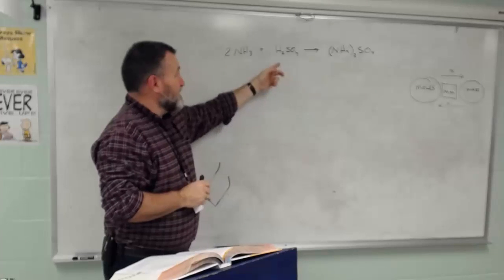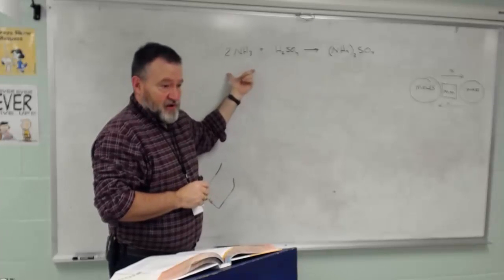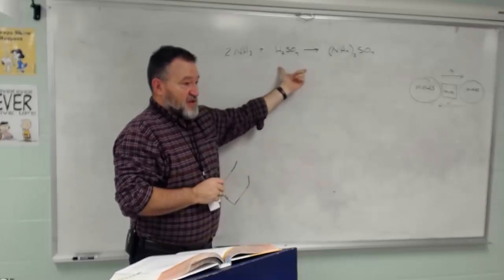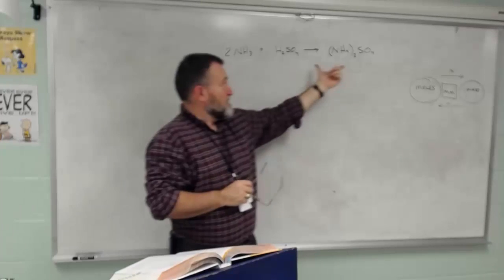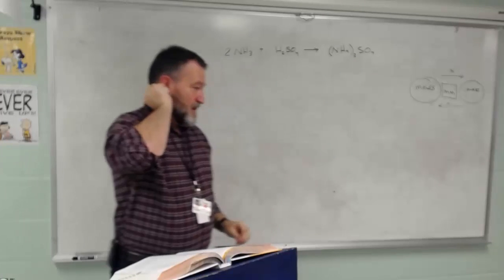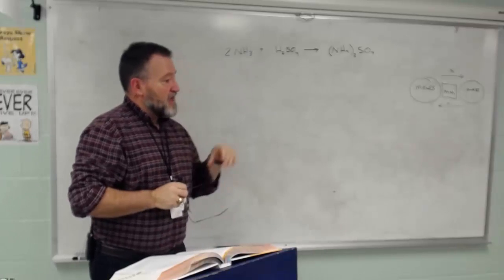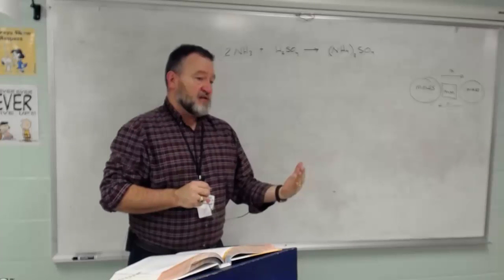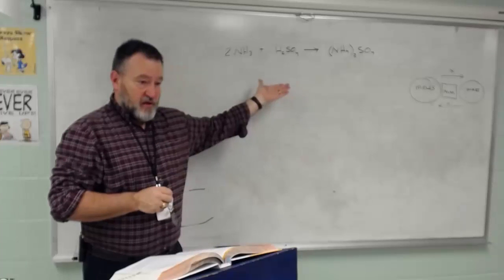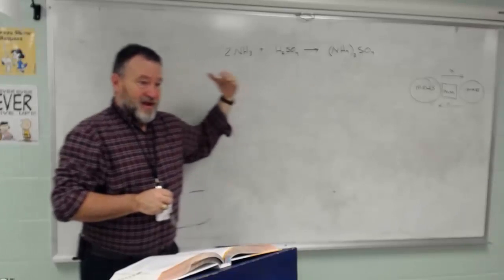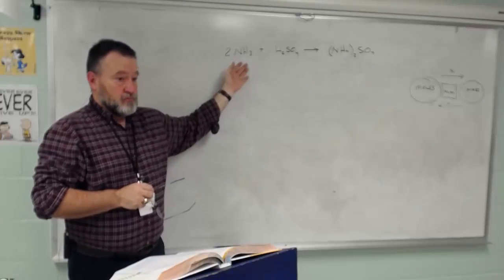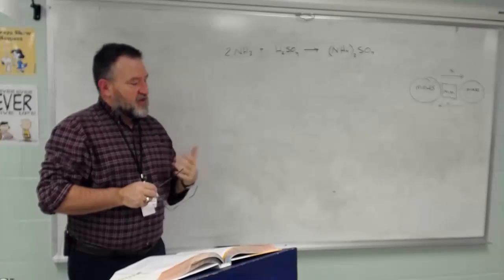But I still have a whole lot of ammonia left in the pool, don't I? Because there wasn't enough sulfuric acid to combine with all the ammonia to make ammonium sulfate. So what has happened in that example is I have one reactant which I have a little bit of, and another reactant which I have a lot of, and all of the reactant which I have very little of is used up. And there's a whole bunch extra of the other reactant which didn't get touched at all. That's the idea of the limiting reactant.